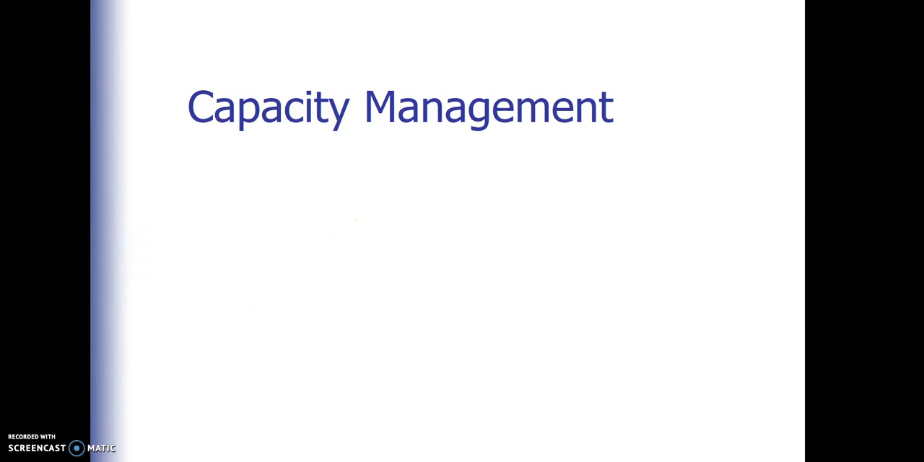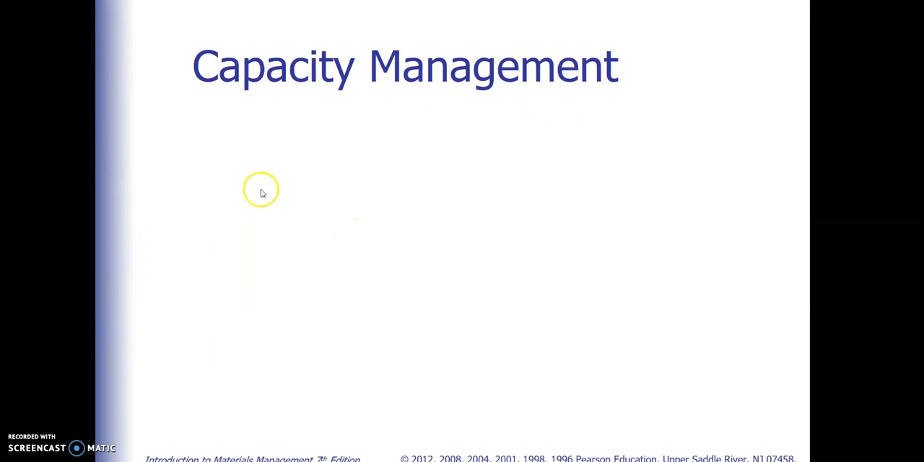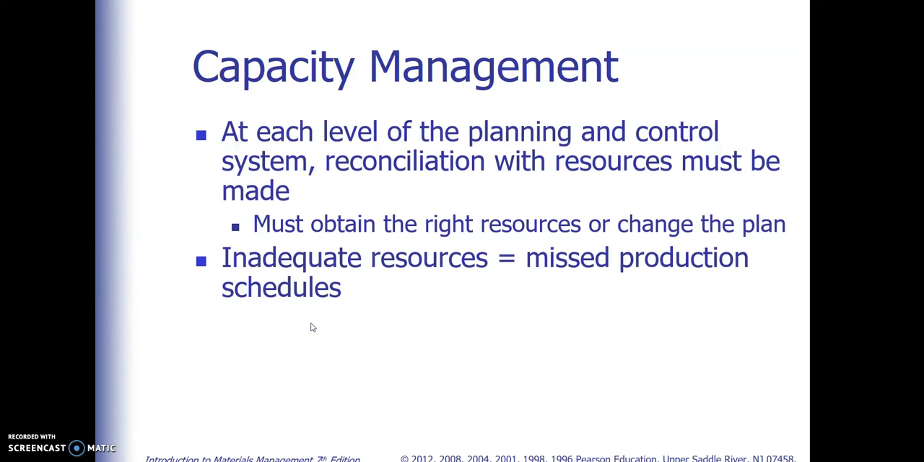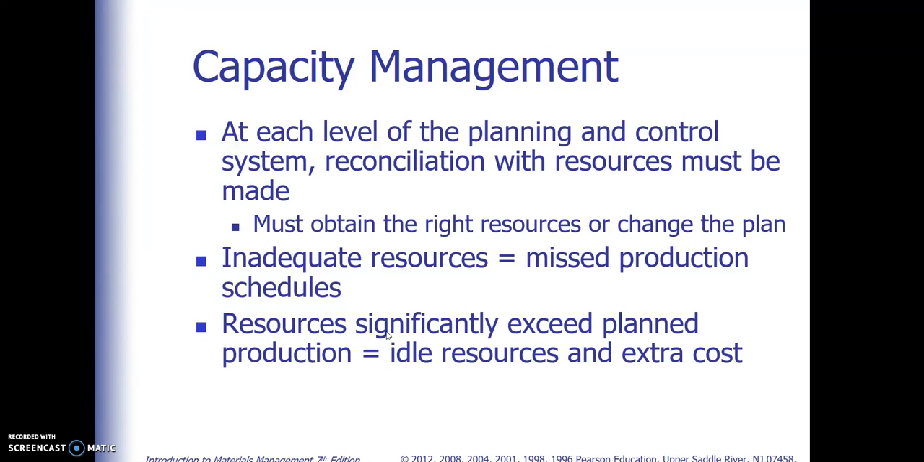When we look at capacity management, that again is another area. Many levels of planning and control happen right at capacity management. You want to reconcile with resources that must be made, and you have to obtain the right resources. If they're inadequate, you're going to miss your production schedule. The resources, they need to exceed planned production.